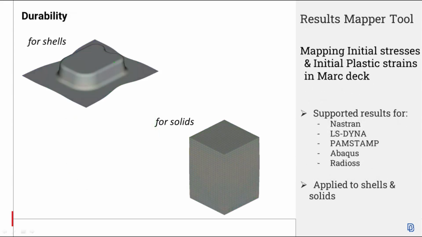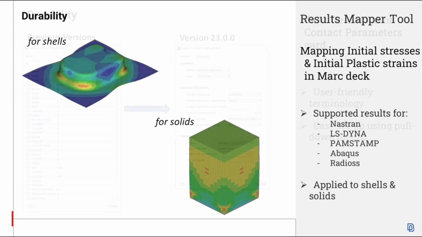The Result Mapper tool is now able to map initial stresses and initial plastic strains results in the MARC deck in a table-driven format style. The supported deck results are for Nastran, LS-DYNA, PAMstamp, Abaqus, and Radioss, and the mapping can be applied to both shells and solids. After the mapping process, the appropriate solver entities are created according to each deck.